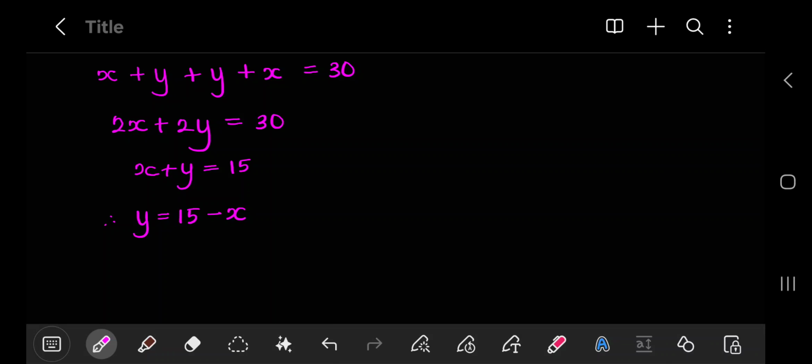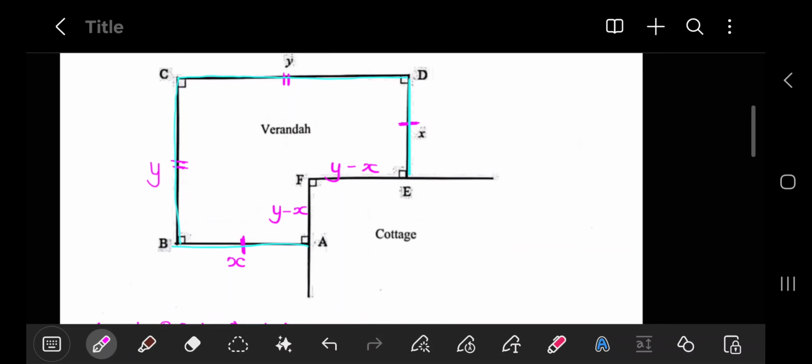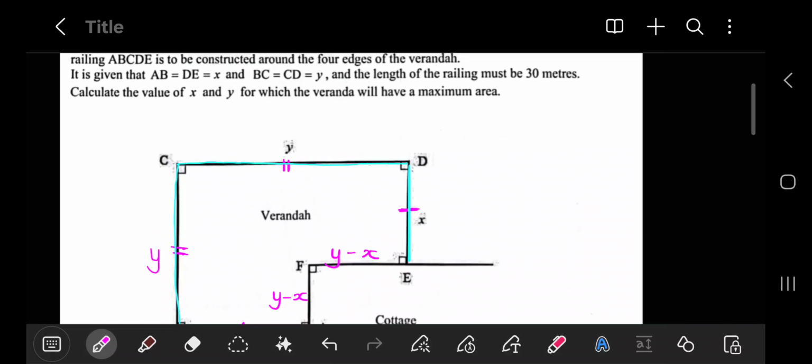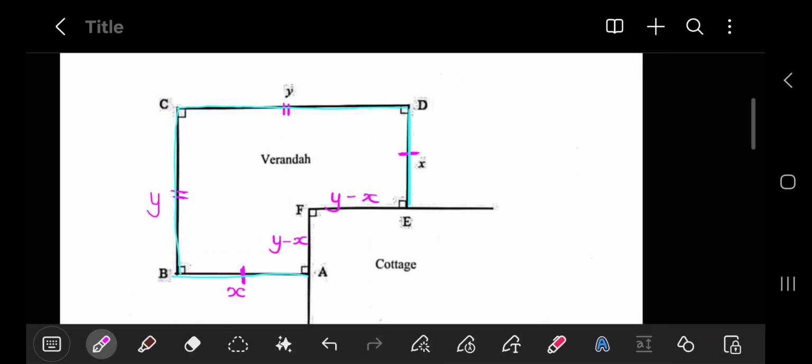Now, how does this help us to get the answer? Going back to the question, they want us to calculate the value of x and y for which the veranda will have a maximum area. Now, to calculate the area of this shape, I'm just going to complete this rectangle.